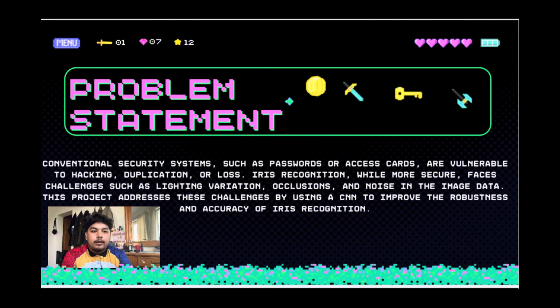It's not perfect, but the main challenges include variation in lighting, partial occlusions, and noisy image data, all of which can reduce recognition accuracy. This project tackles these issues by leveraging CNNs, which are excellent at pattern recognition in images.